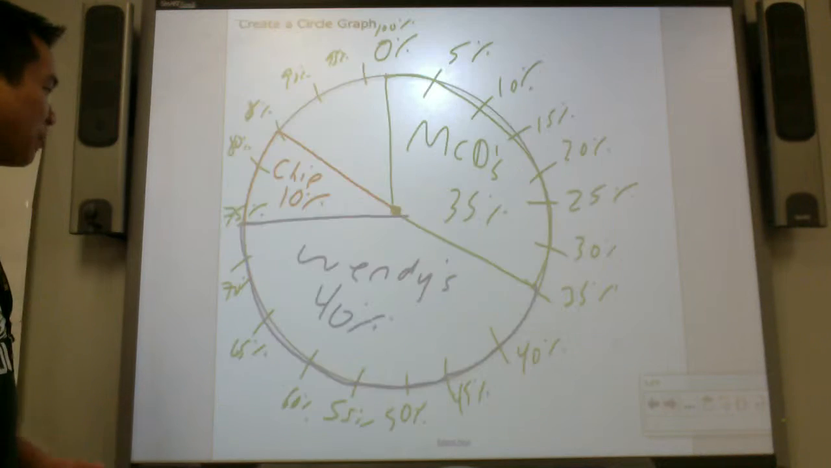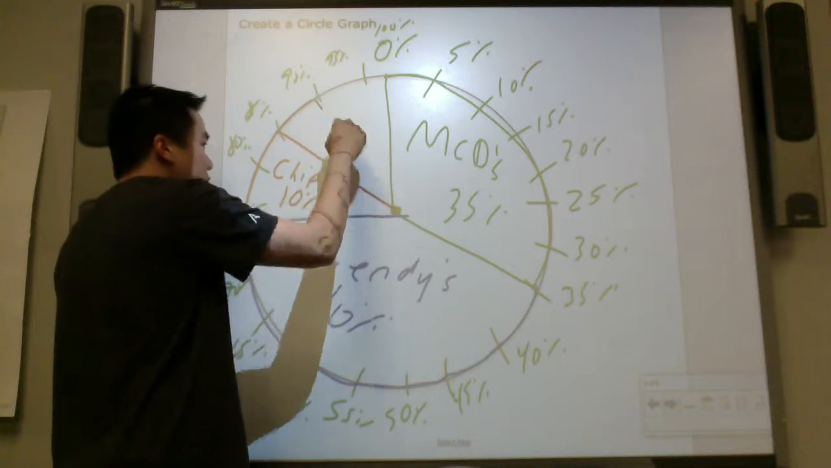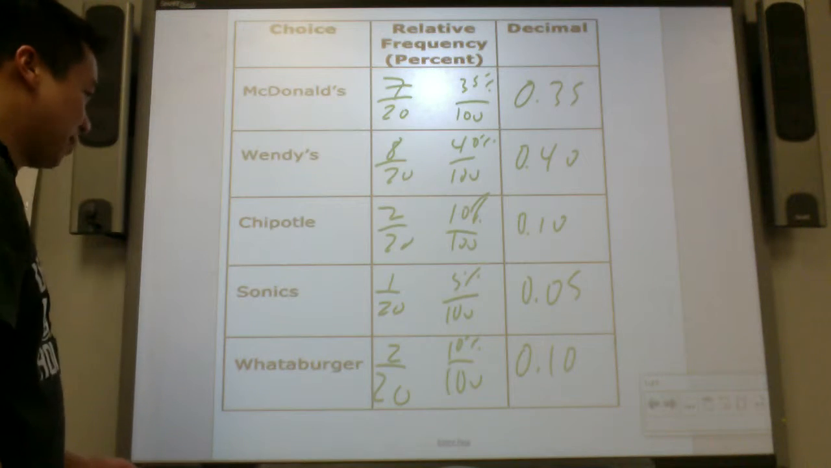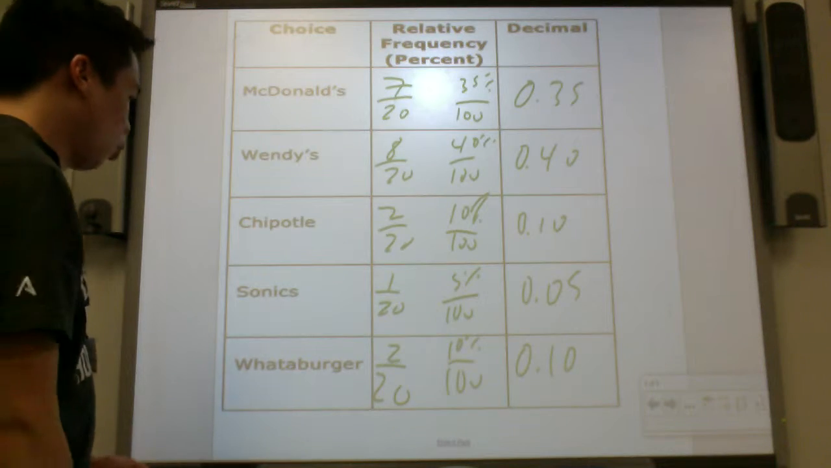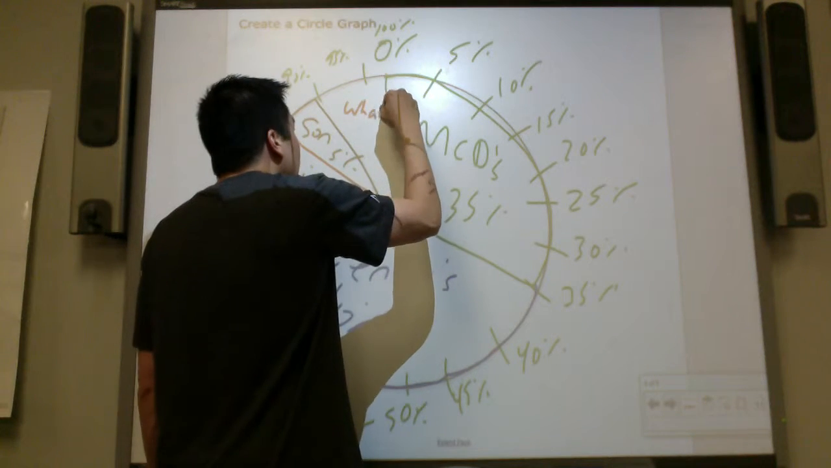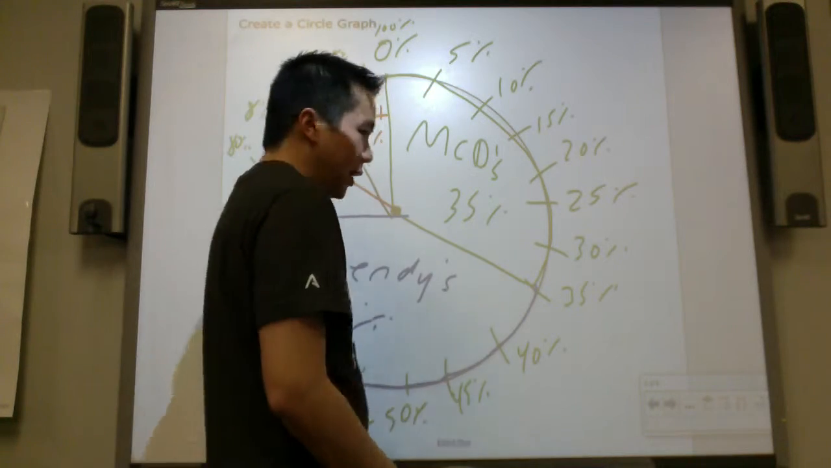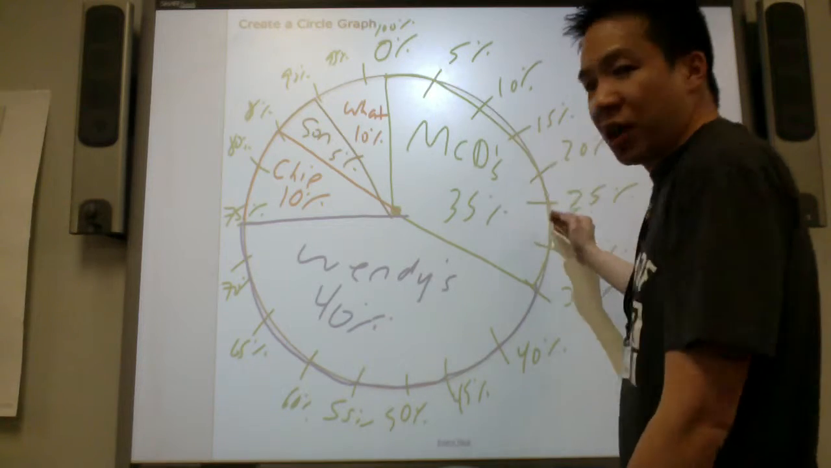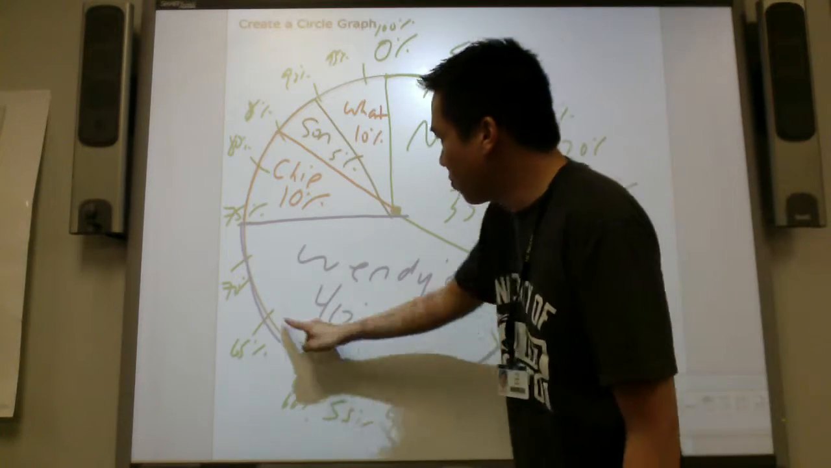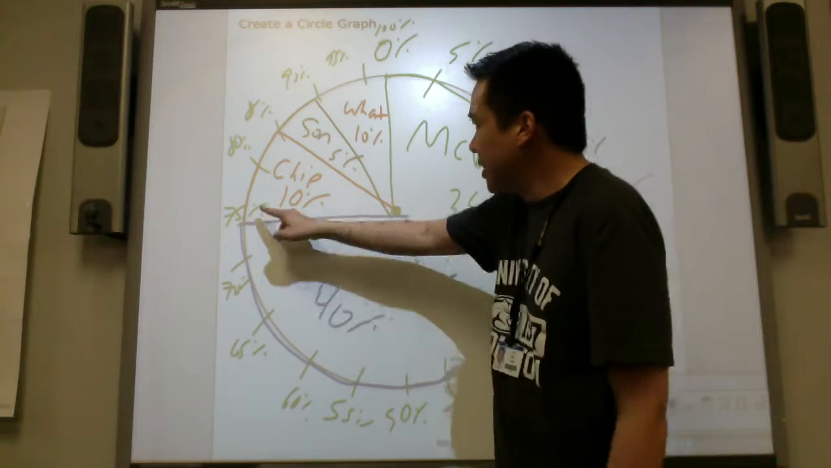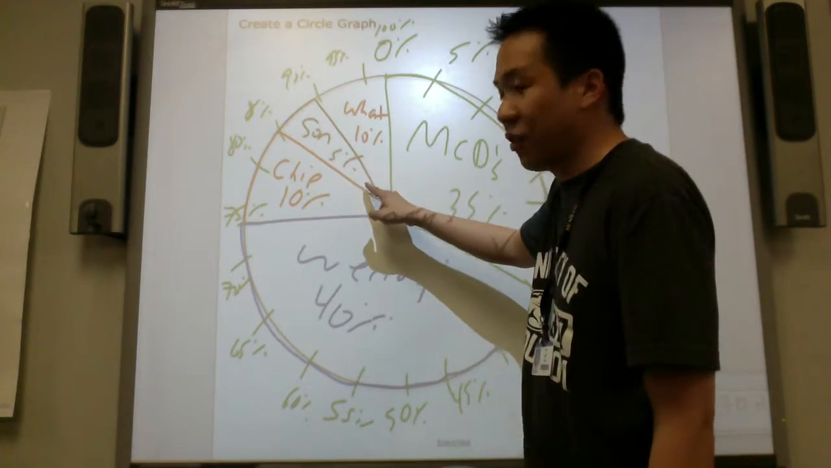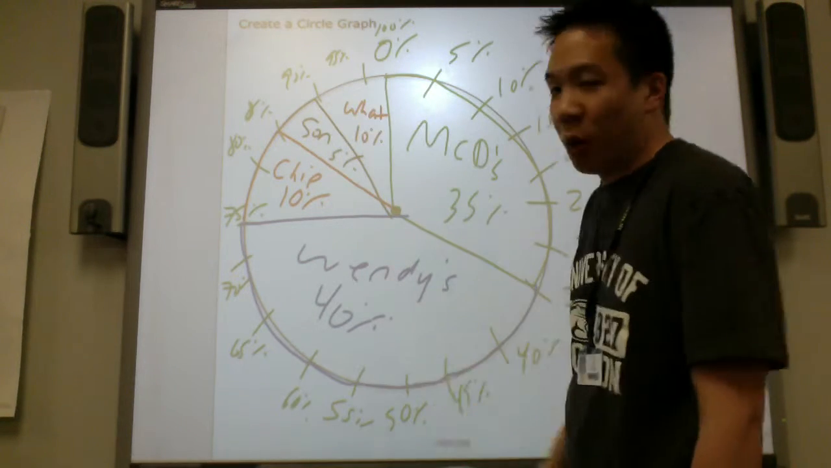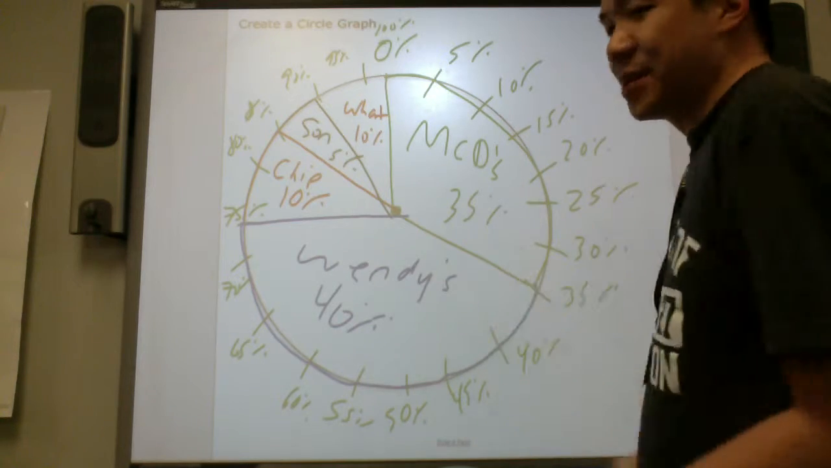And this one, 5% like Sonic. So 5 more percent like Sonic's. And the last 10% like Whataburger. And let's see if I did this correctly. In this 100% graph, is 35% part of it represent McDonald's? Yes. 40% represent Wendy's, yes. 10%, which is part out of 100, represent Chipotle. 5 out of 100 represent Sonic. 10 out of 100 would represent Whataburger. It is. And this is my circle graph.